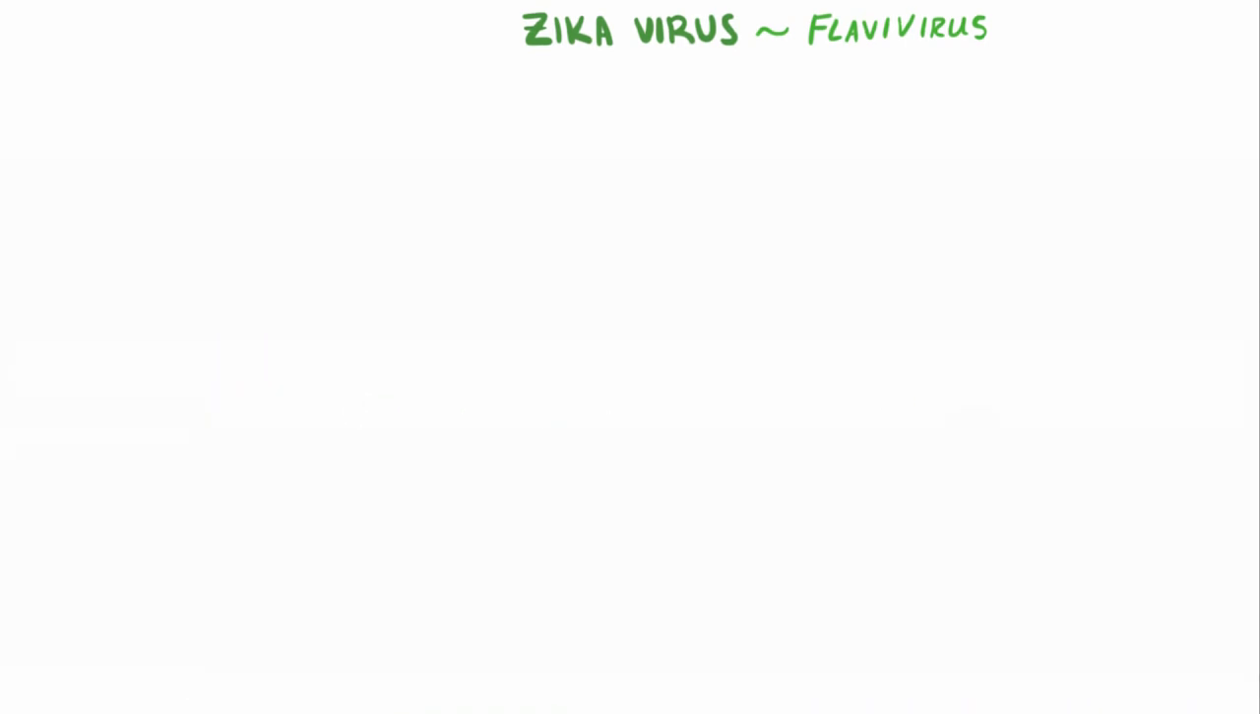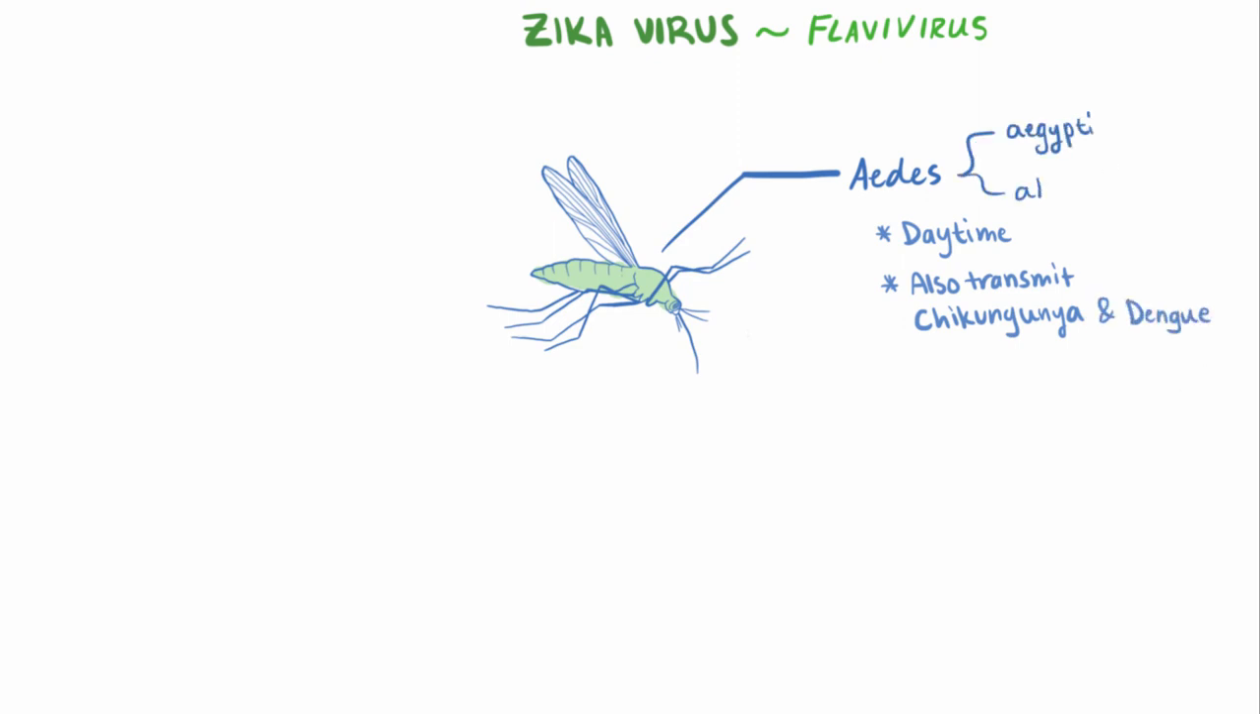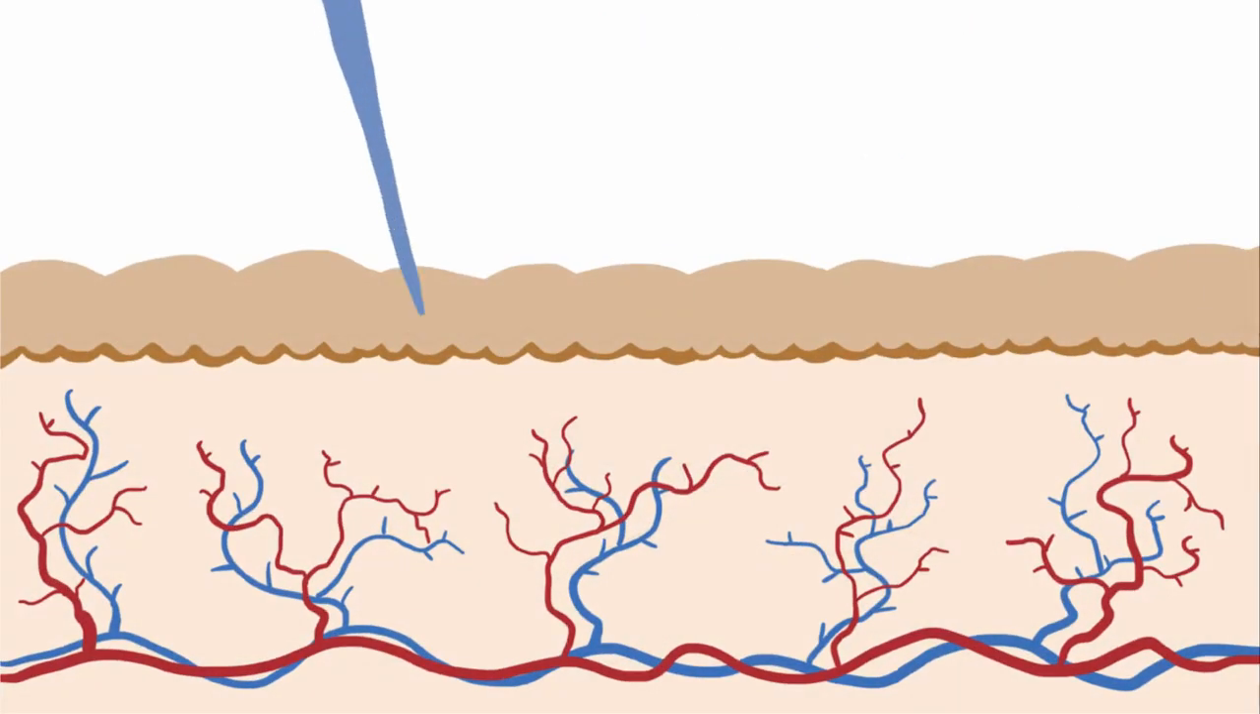Now, the Zika virus is transmitted via mosquitoes in the Aedes genus. These bloodthirsty little guys can bite at night, but are mostly active during the daytime. Aedes mosquitoes are also the same ones that transmit chikungunya fever and dengue fever. When Aedes aegypti, or Aedes albopictus, both species of the Aedes mosquito, lands on your skin and sticks in its long nose, or proboscis, it pierces the epidermis, which is the topmost layer, composed almost entirely of keratinocytes.